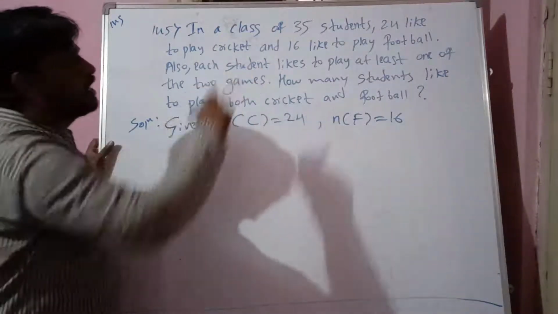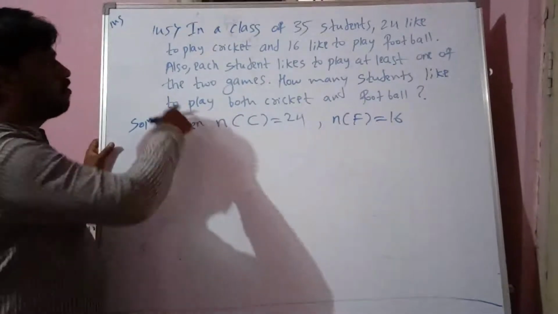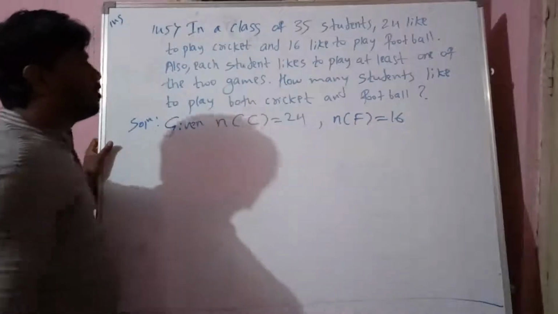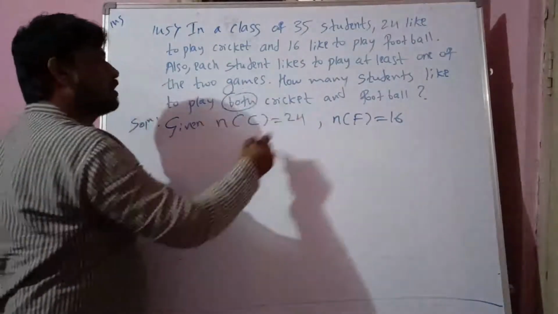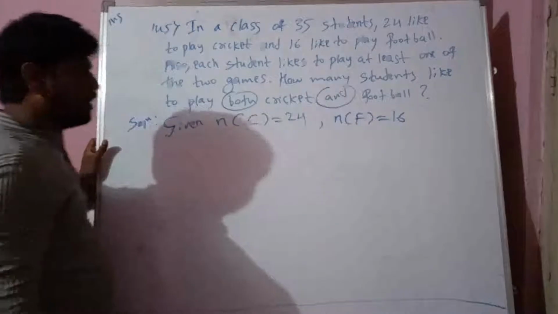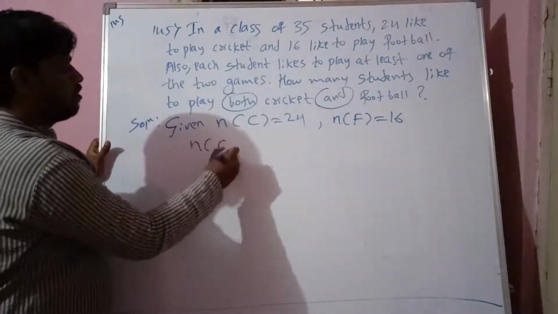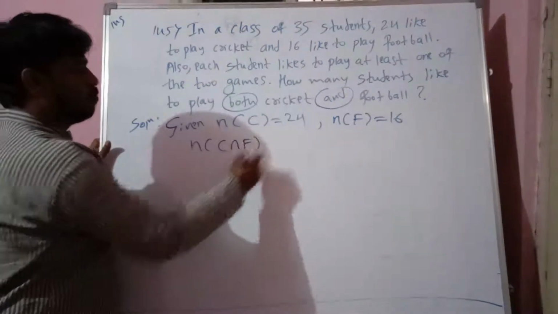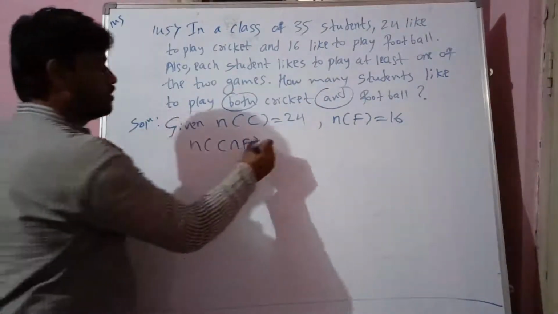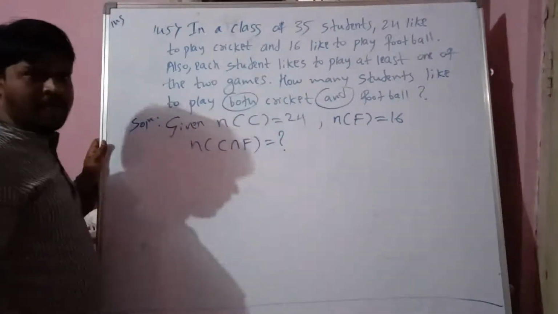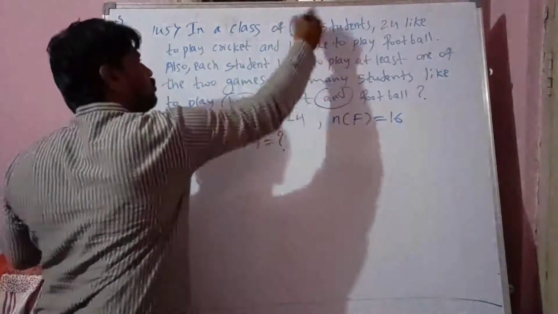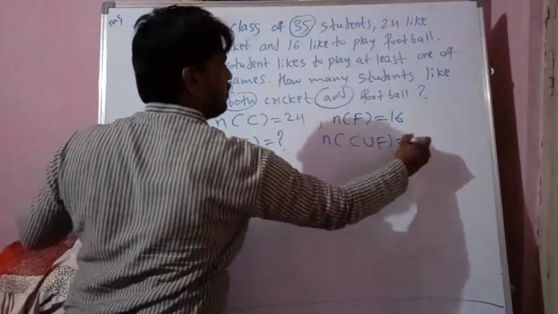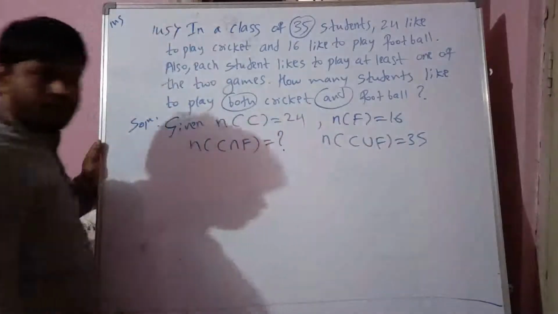Also, each student likes to play at least one of the two games. Then how many students like to play both cricket and football? It means we want to calculate n of C intersection F. So one more given is what? That is nothing but n of C union F is 35.